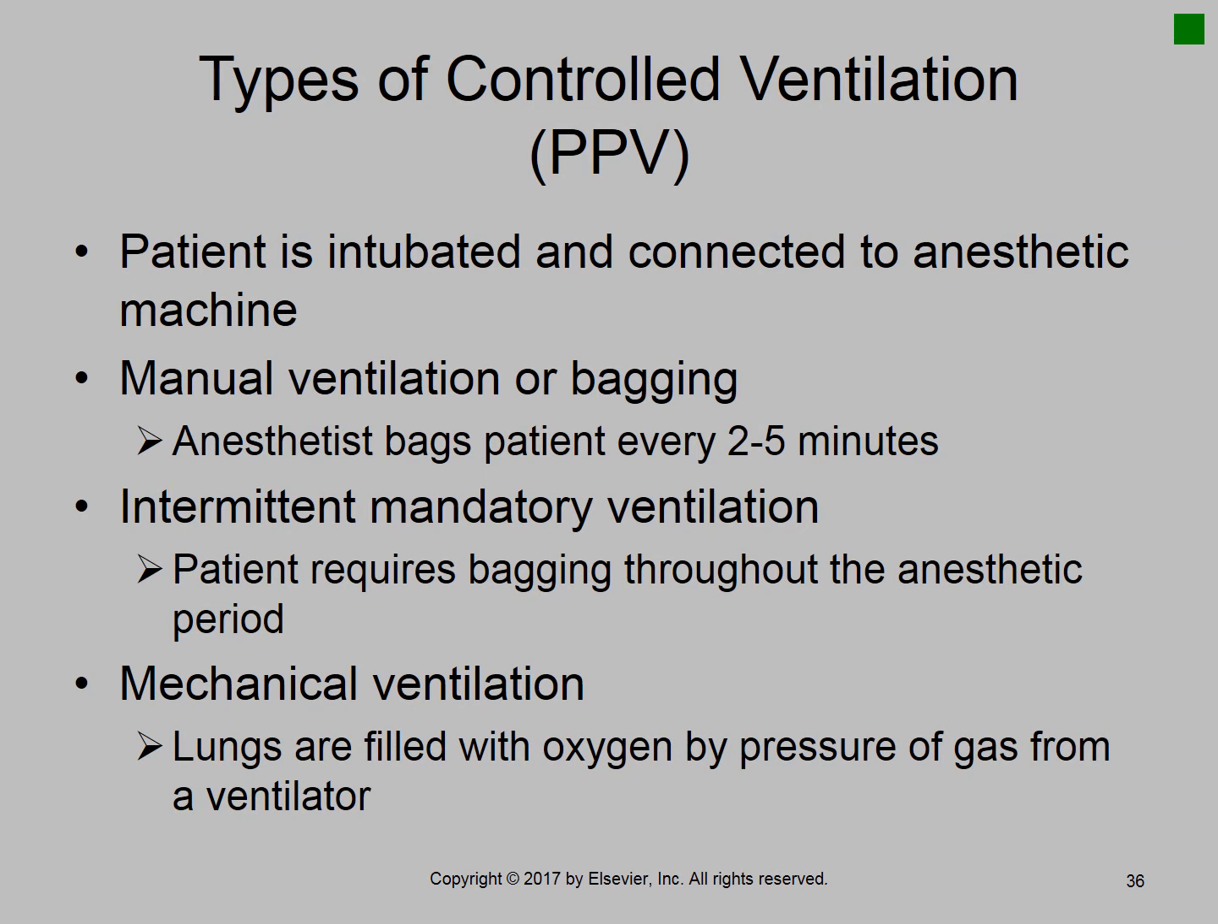Types of controlled ventilation: positive pressure ventilation. The patient is properly intubated, the cuff is properly inflated, and they're connected to an anesthetic machine. We can then use manual ventilation, or bagging, and you bag them every 2 to 5 minutes, depending on circumstances. You may have to do more than that if the chest is open, but every 2 to 5 minutes. Some people ask, can you bag them too often? Theoretically possible, but if you stay within the 2 to 5 minute range, you're fine.